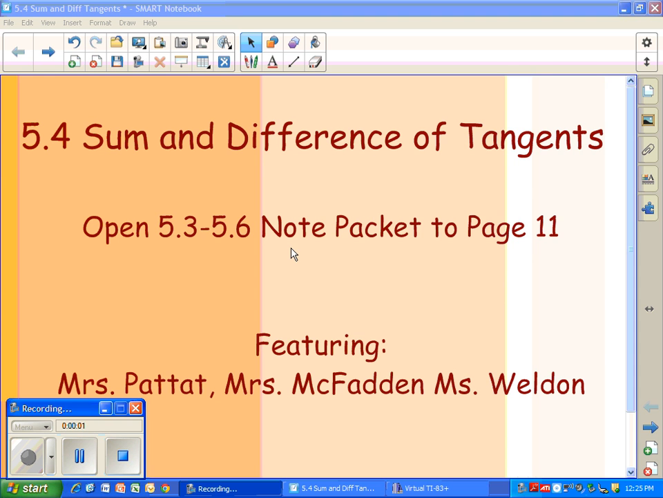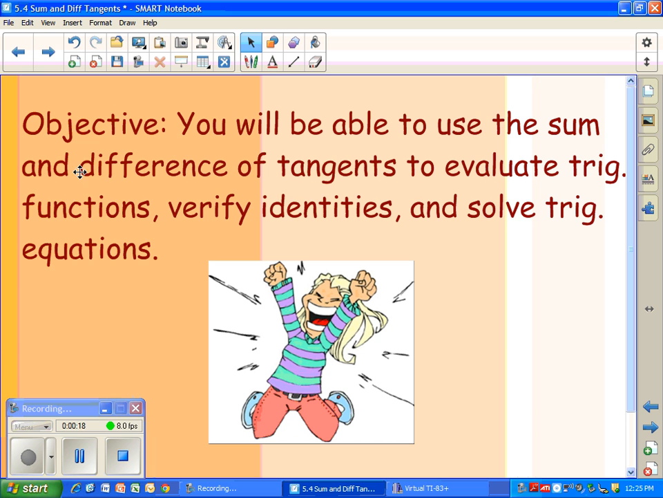Consequences of tangent. Today you're going to open your notes from 5.3 to 5.6 note packet to page 11. And this video features Ms. Paddock, Mrs. McFadden, and Miss Weldon. Okay, the objective of today: you will be able to use the sum and difference of tangents to evaluate trig functions, verify identities, and solve trig equations.